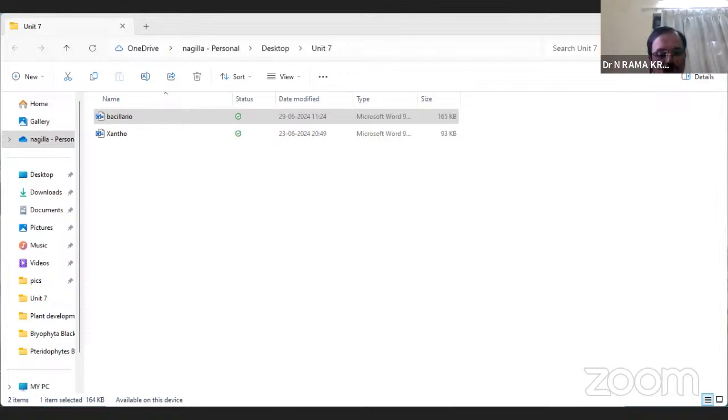Now the cell structure is like this. This is the cell structure of Navicula. Usually there are two large chromatophores in Navicula.